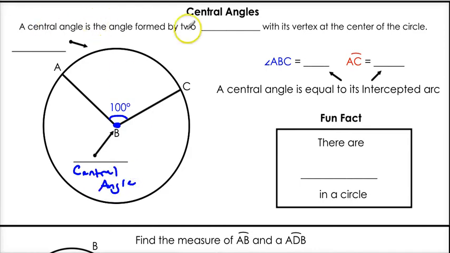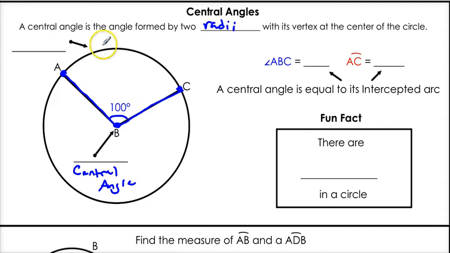Now, to be a little formal with you, let's get all mathy on this. A central angle is an angle formed by two radii with the vertex at the center of a circle. So if this is the center, these two lines right here must be the radii. That means radius, but plural. All right? And the vertex is right in the middle. So this is a central angle, right here in the middle.